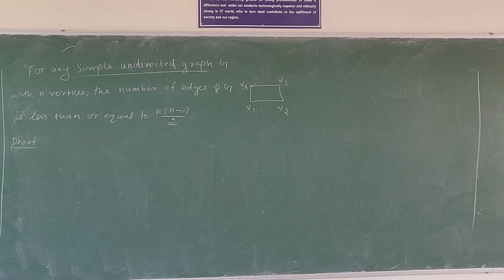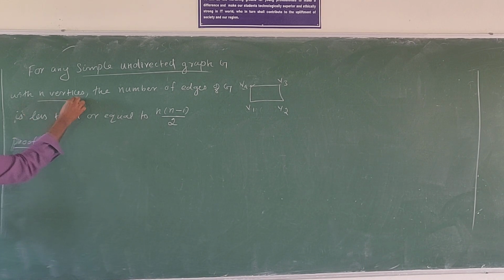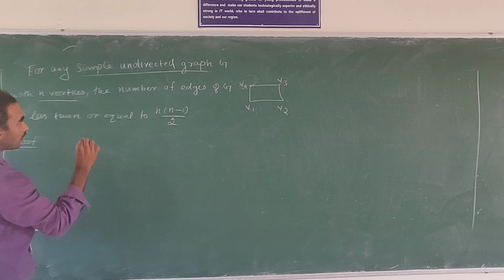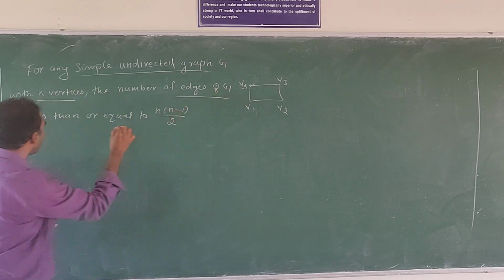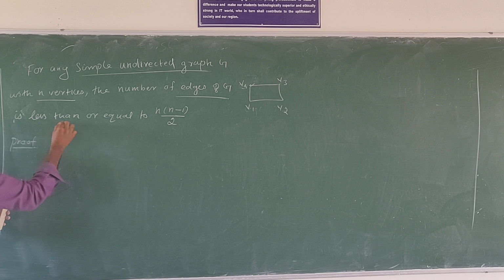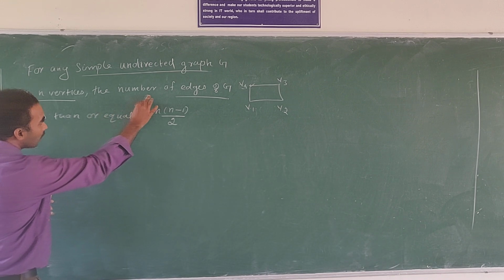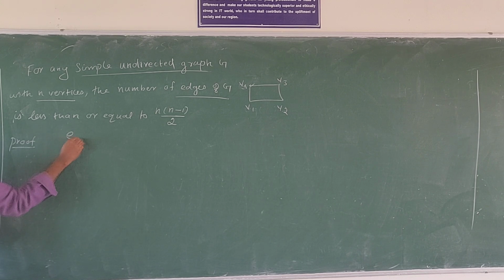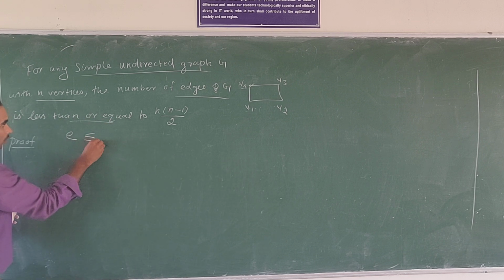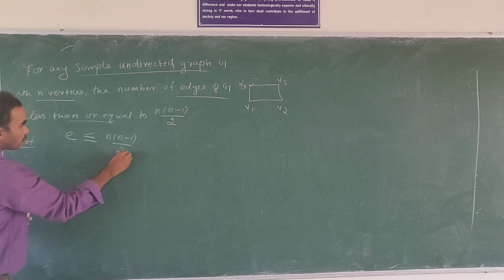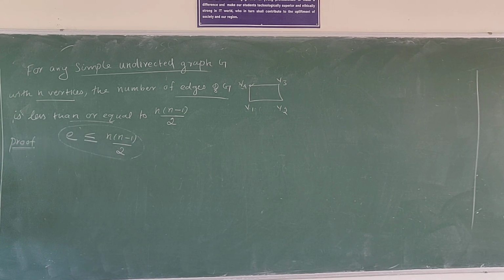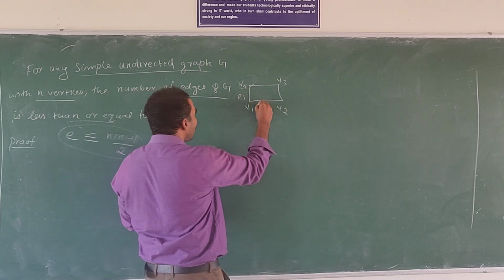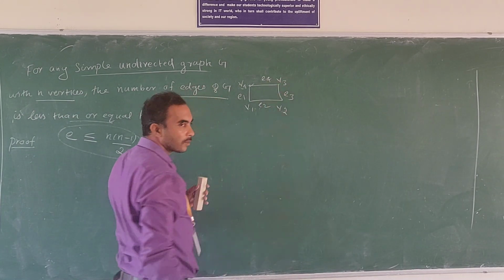First, you have to understand the concept. We have n number of vertices, and we have to take the edges. The number of edges we have to note. Then we have to prove the number of edges of the graph is less than or equal to n into n minus 1 divided by 2. If E is the number of edges of the given graph, we have to prove it like this. E represents the number of edges of the graph. So here the edges are E1, E2, E3, E4.